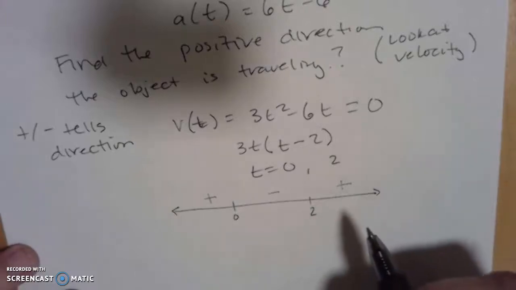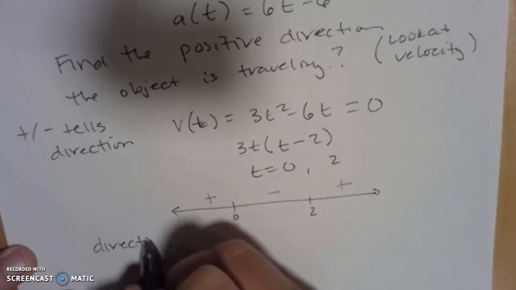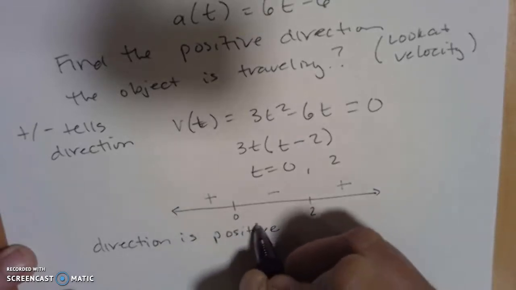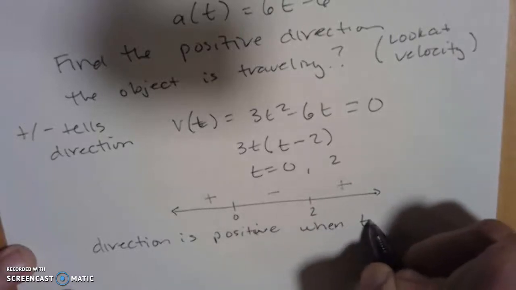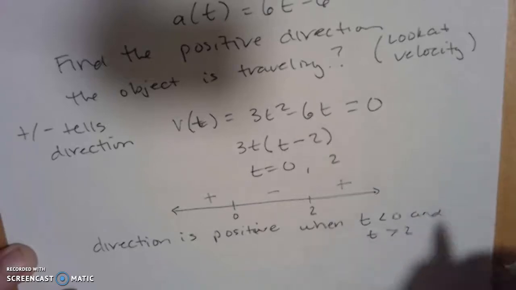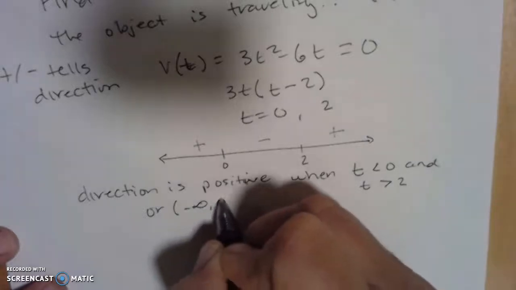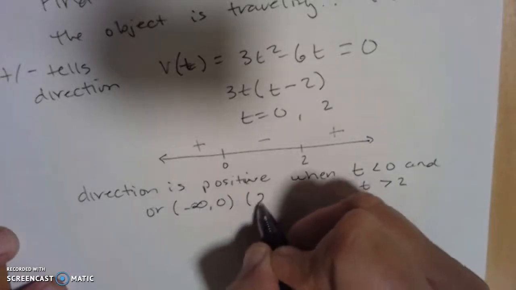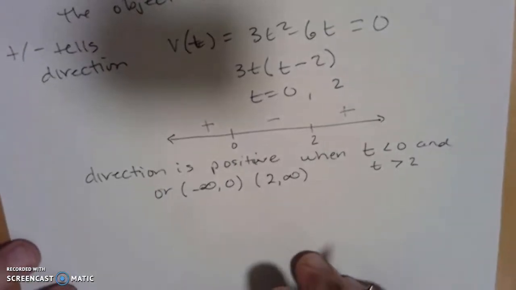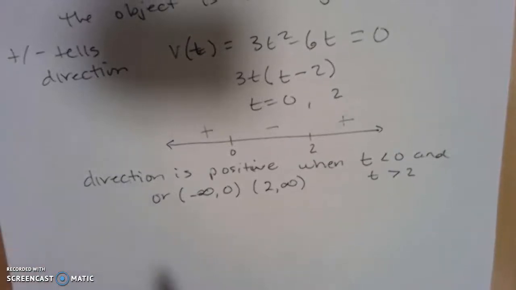So my direction is positive when t is less than 0 and t is greater than 2. Or I could write it from -infinity to 0 and from 2 to infinity. Okay, both of those check. Now, this is talking about direction. When I'm talking about direction, I'm looking at the velocity.